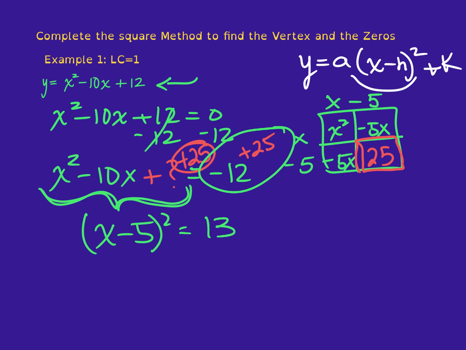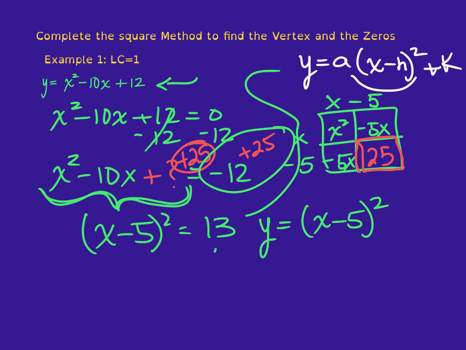If I want my vertex form, you see my vertex form here at the top, it has the following structure. Remember that my leading coefficient is 1, so that's why there's nothing there. And I need to bring the 13 to this side, negative 13.